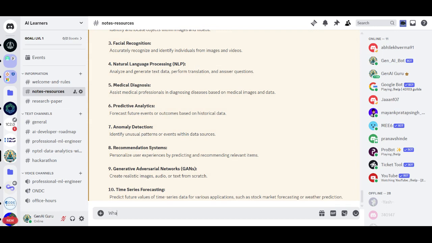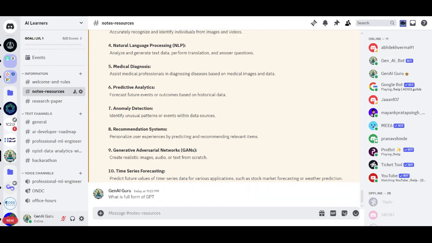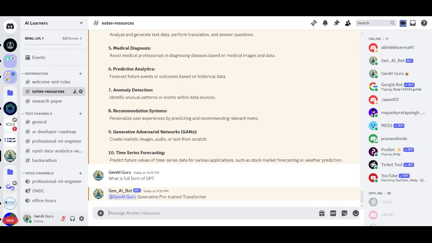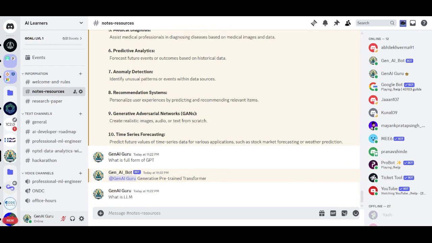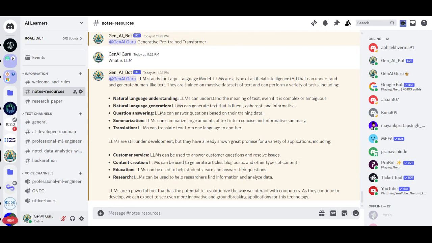So if I ask any question, what is the full form of GPT? Yeah, here you can see if you ask any question regarding any topic, it will give an answer. If you ask related to generative AI, it will give a more precise answer. So here you can see we ask what is the full form of GPT, what is LLM. Yeah, if we ask more descriptively, what is LLM and what is this thing? So here you can see it gives a very descriptive answer.